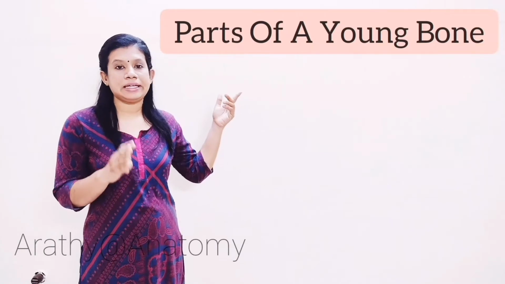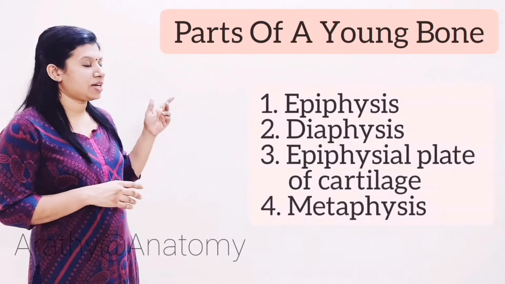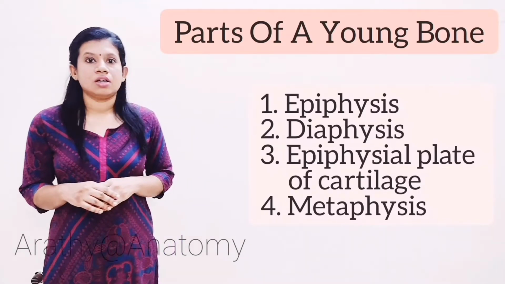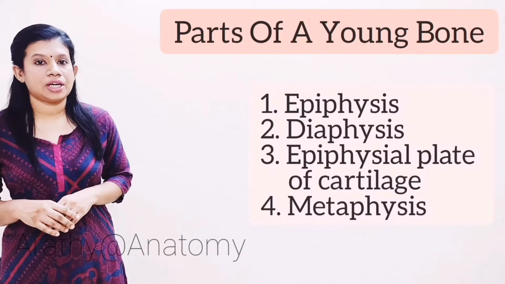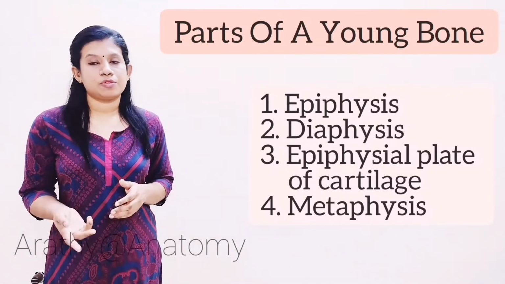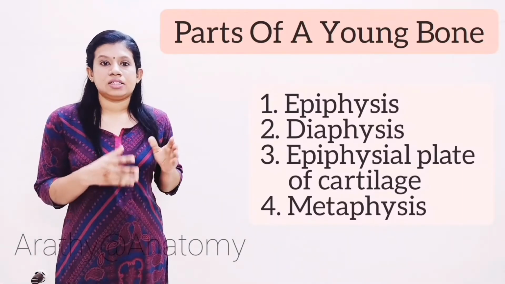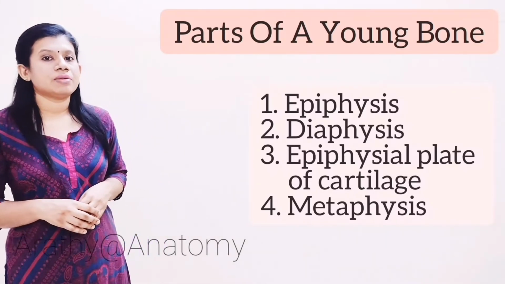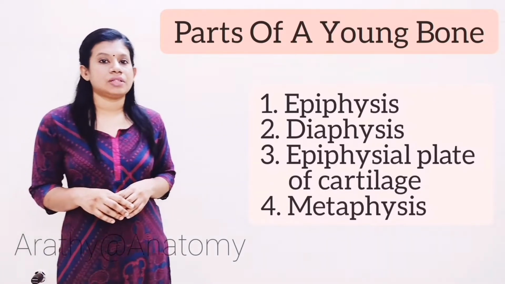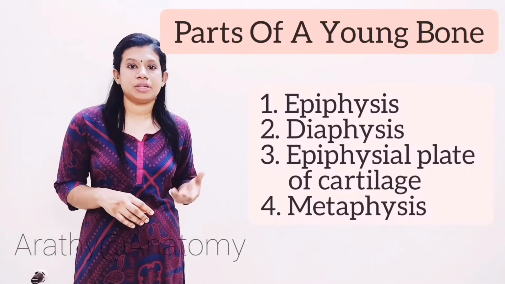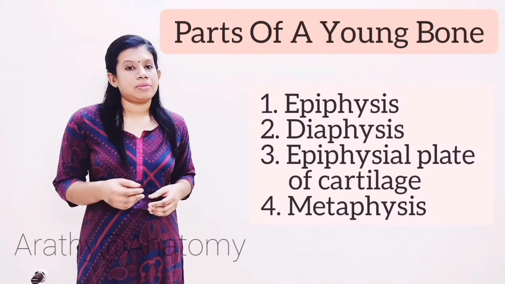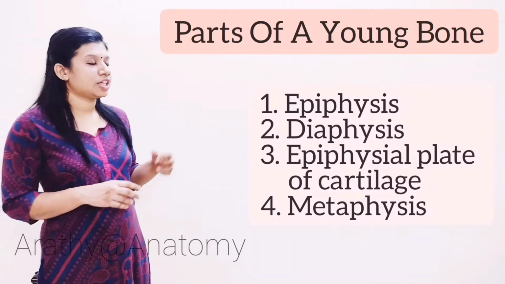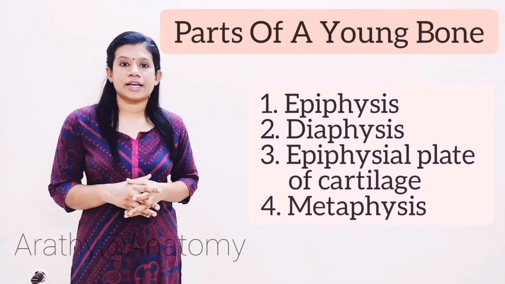The parts of young bone mainly consist of 4 parts, that is the epiphysis, diaphysis, epiphyseal plate of cartilage and metaphysis. So if you see the term which is called ossification, which means the development of bone, that is the formation of bone, and the typical long bone mainly ossifies from 3 centers, the two ends from the secondary center and the intervening shaft from the primary center. Secondary center ossification usually begins after birth and primary center ossification usually begins before birth. So before the ossification is complete, the following parts of the bone can be defined.